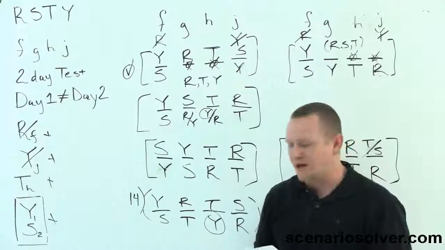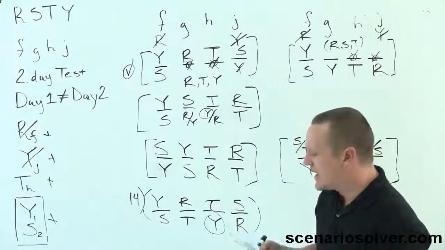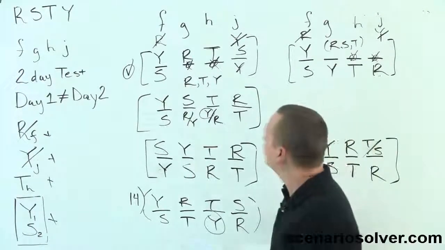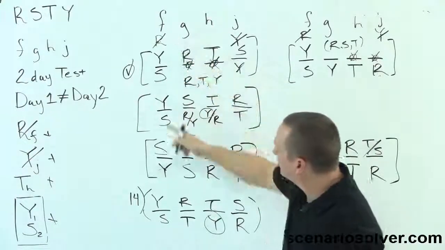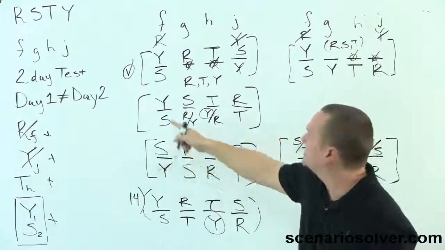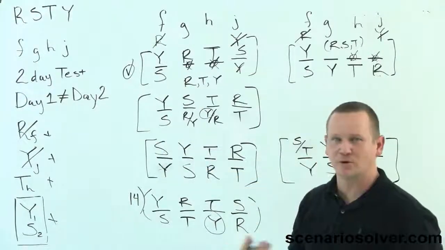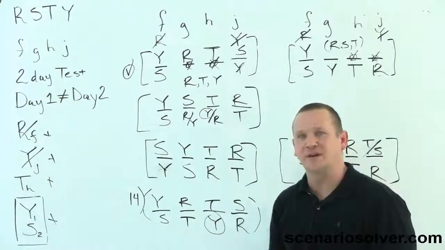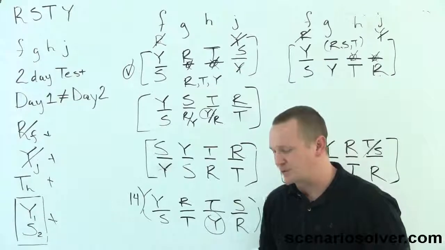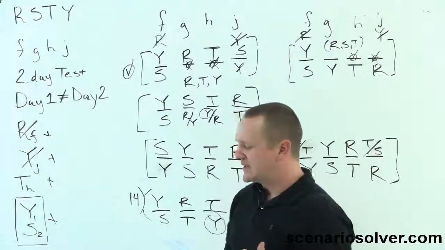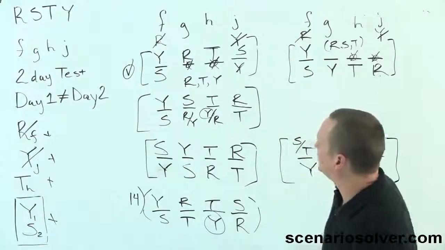Again, we're looking for what cannot be true. B, S tests F on the first day. We'll just go through. In the third scenario, S could test F on the first day. Therefore, that could be true, and it is not the answer to the question because, again, we're looking for what cannot be true. C, T tests F on the second day.